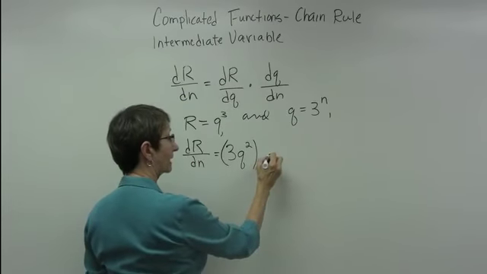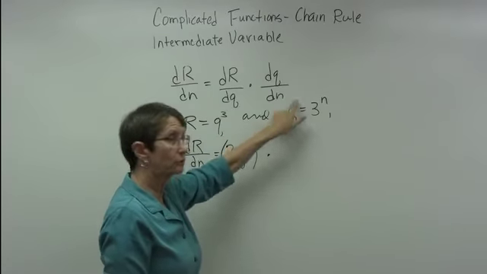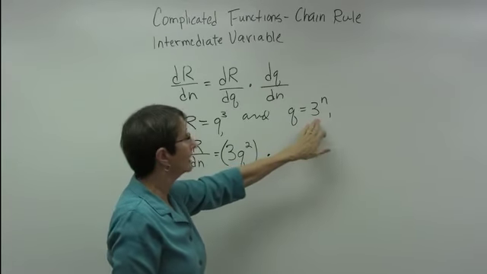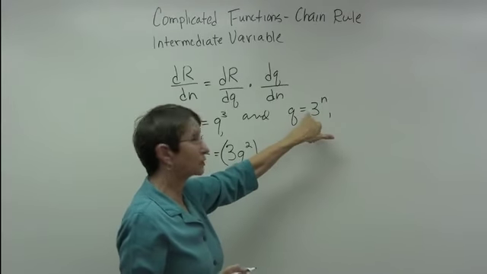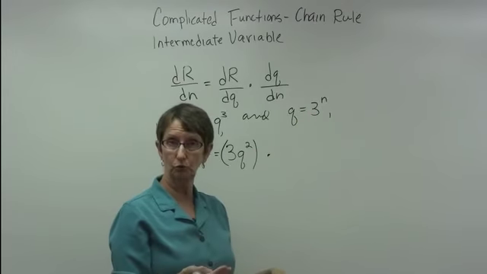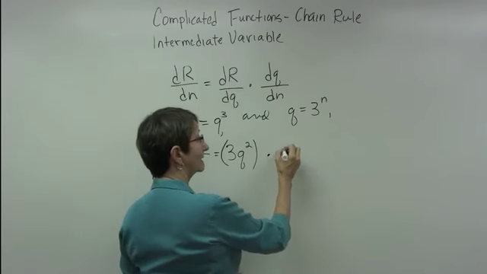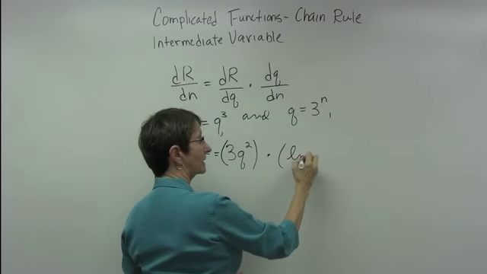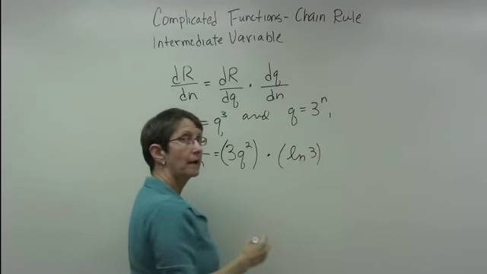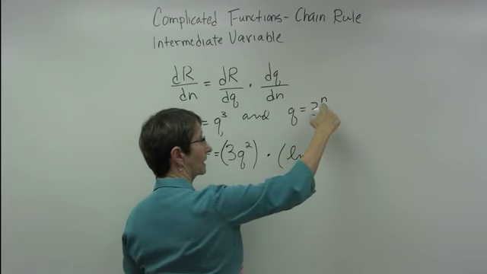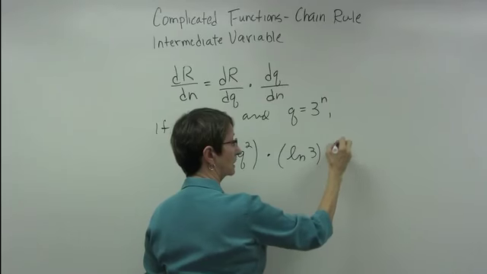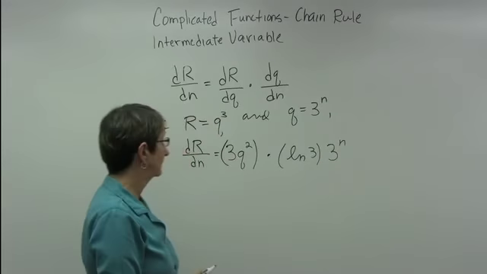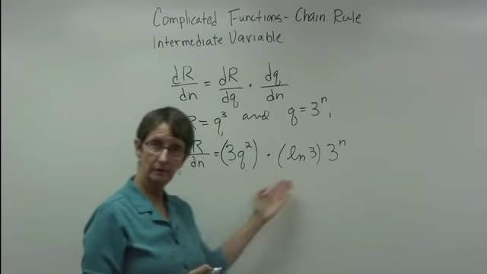I multiply by the derivative of q with respect to n, so I come over here and go, okay, 3 to the n, that's exponential. It's base 3, so it's the a to the u rule that says natural log of the base multiplied by the original function 3 to the n. So this is our derivative.